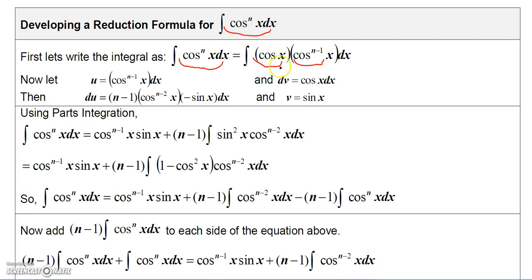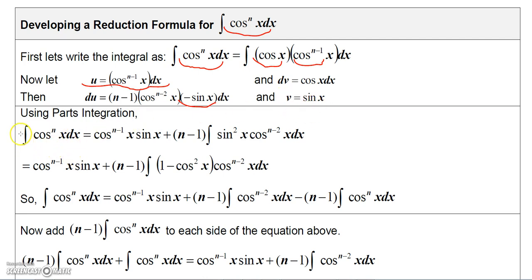Well, when you do that, then you can let u be cosine of x to the n minus 1 power, and of course when you take the derivative of that, you get n minus 1 cosine of x to the n minus 2 power, and then of course you have to invoke the chain rule times the derivative of cosine x, so you get minus sine x dx. And then the dv would just be the lone cosine x, so dv would be cosine x dx, and so v would be sine x.